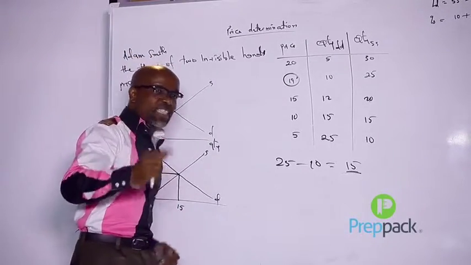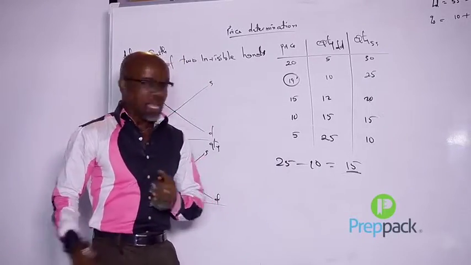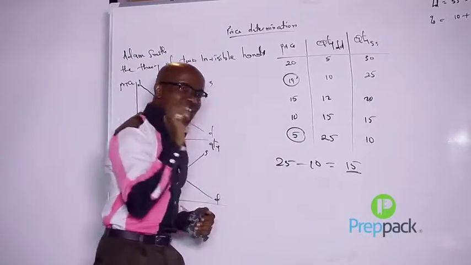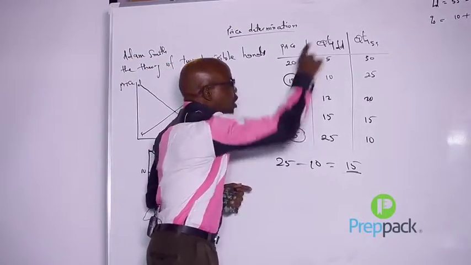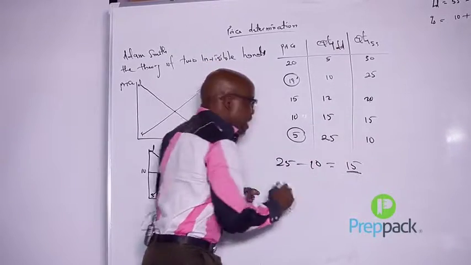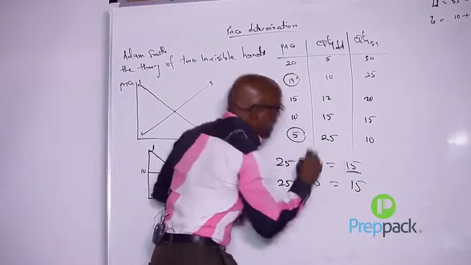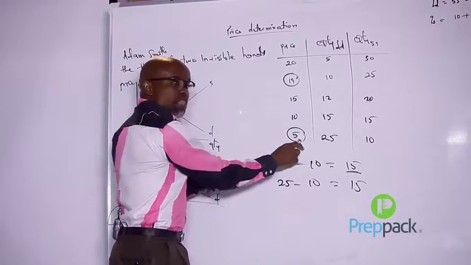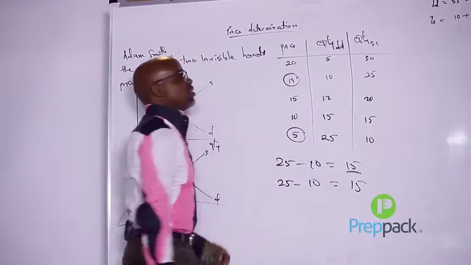Then another question says, what is the excess demand at price 5? Now, this is your price 5. The excess demand at price 5. Therefore, at price 5, your demand appears to be 25, while supply appears to be what now? 10. The difference of the two again, 25 minus 10, still gives you 15. Therefore, the excess demand here is 15, while the excess supply here also is 15.